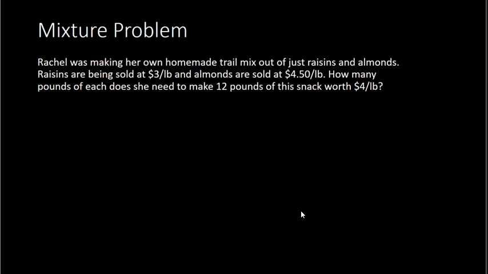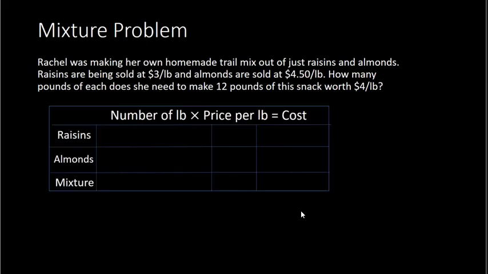When you're setting these up, you want to begin by creating a table. Your table is going to look like this. In the rows, we have the different things that we are mixing, in this case raisins and almonds. The bottom row is going to be the mixture of the two. For the column headings, we have the number of pounds, or the amount of weight of something, and then the price per pound, or the price for the given weight.